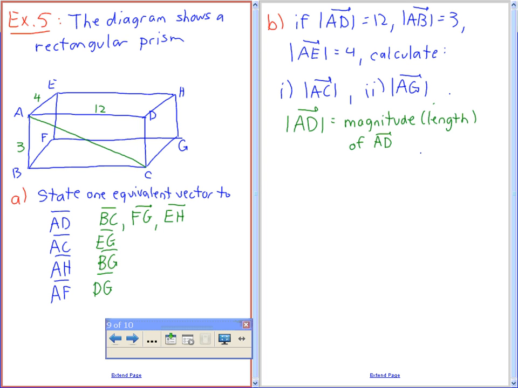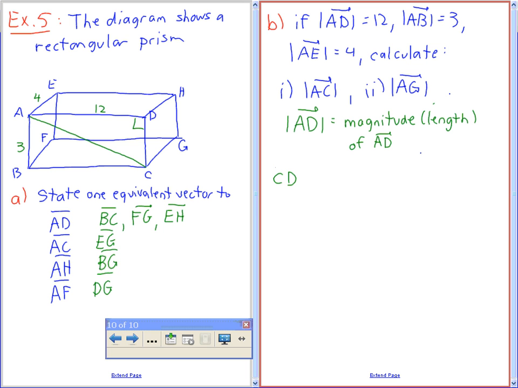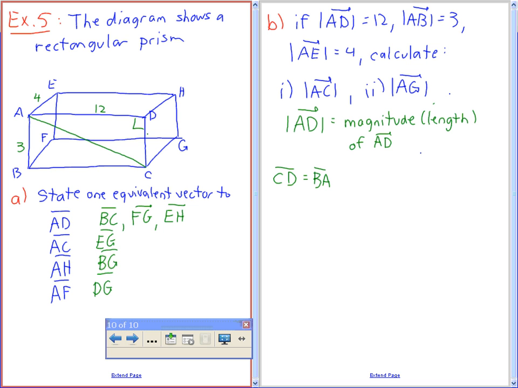Well, you just realized that there's two sides, so you would have to try to find AC. So you know that, or sorry, CD. So we're going to say the vector CD is equal to BA. Therefore, we can write that as 3. Okay? And then just plug in the theorem.